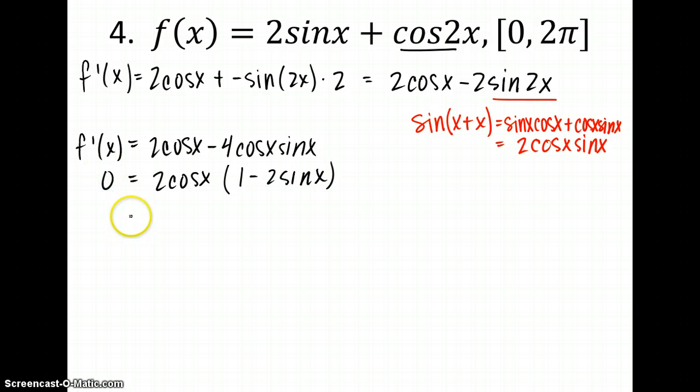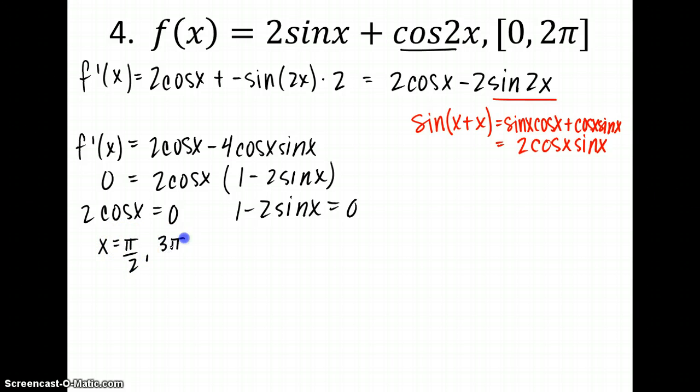Now finding where the derivative equals 0. Okay, so cosine equals 0 at pi over 2 and 3 pi over 2. Sine x equals positive half at pi over 6 and 5 pi over 6, because we're looking on the interval from 0 to 2 pi.